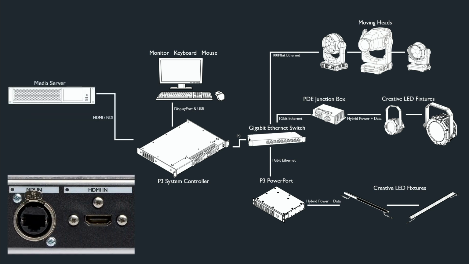Alternatively, you can also connect a video input source, so this could be a media server, media player, signage player, some VJ software. For this, the P3 controllers have an HDMI input port and an NDI network port for networked video. So you can actually choose if you want to control the fixtures with DMX through the P3 or with video to the P3.